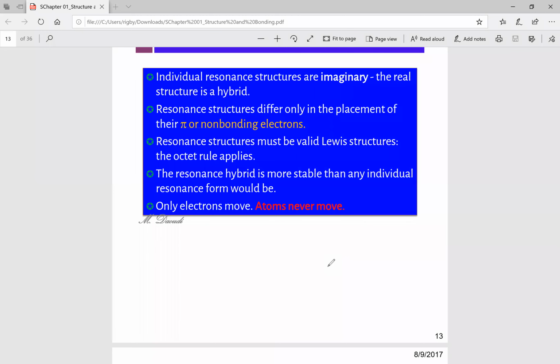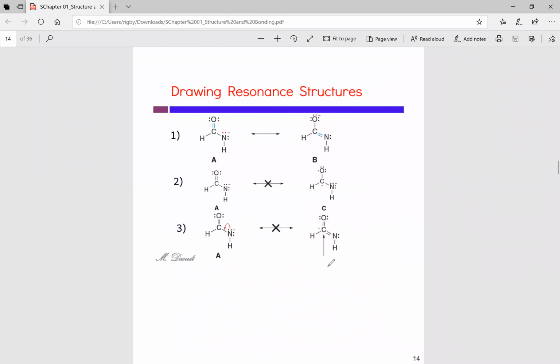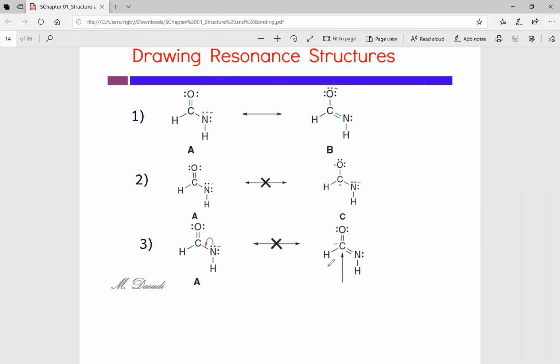Okay, and so here are examples of how we draw resonance structures. In this case, number 3, you may be wondering why this is invalid. We can see here that this second resonance structure invalidates the octet rule. And that's another important thing to note: resonance structures cannot violate the octet rule, because this carbon has 5 bonds times 2 electrons per bond. That's 10 electrons, which is more than 8. It violates the octet rule.